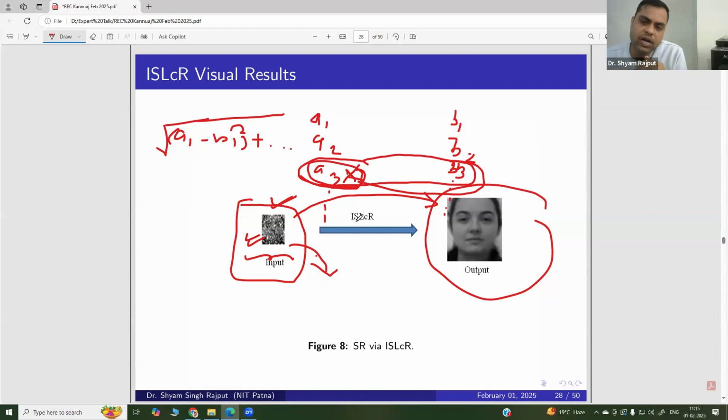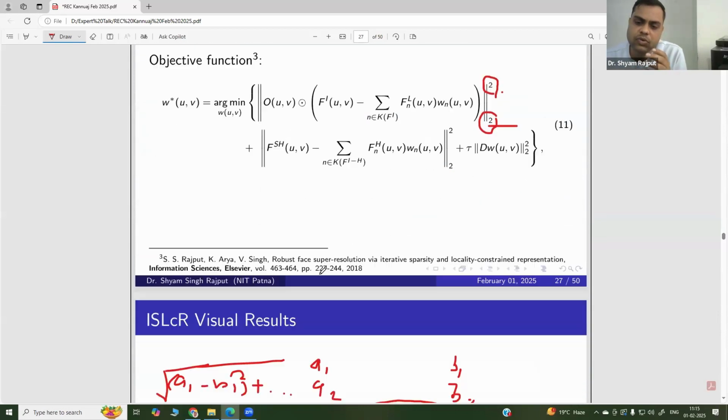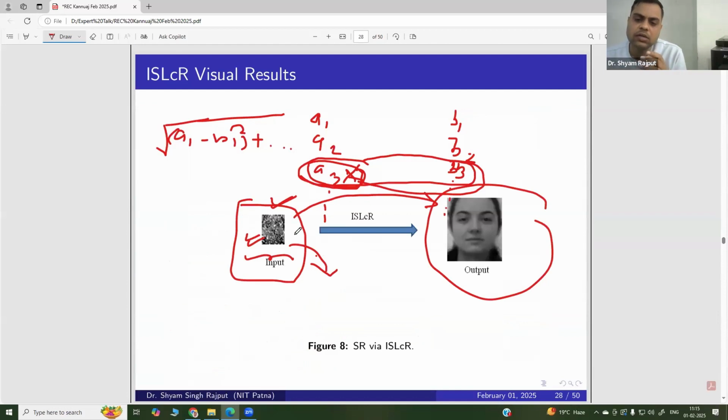So with this idea, we first identify the outliers in the images, because most corrupted pixels are outliers. We detect the outliers using an existing outlier detection technique, and we exclude those outliers from the computation. That is the simple idea, and this paper was published in an Elsevier journal with an impact factor of more than 8.